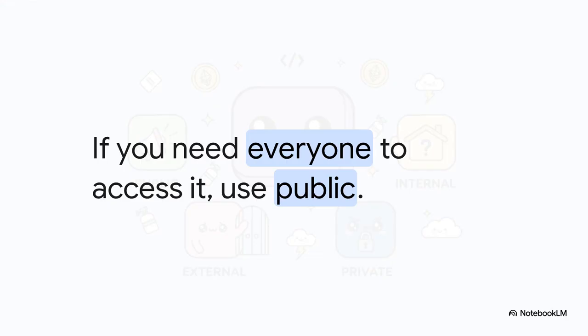So here is the crucial point for this first branch of our decision tree. Need everyone to access it? Go public. But remember, with great accessibility comes great responsibility. You have to ensure these functions are flawlessly secure because they are exposed to absolutely everyone.